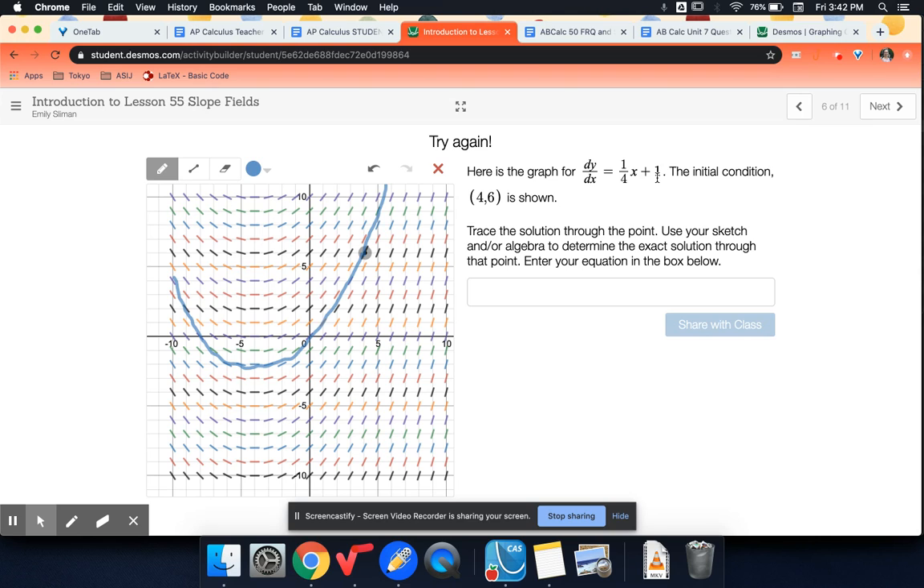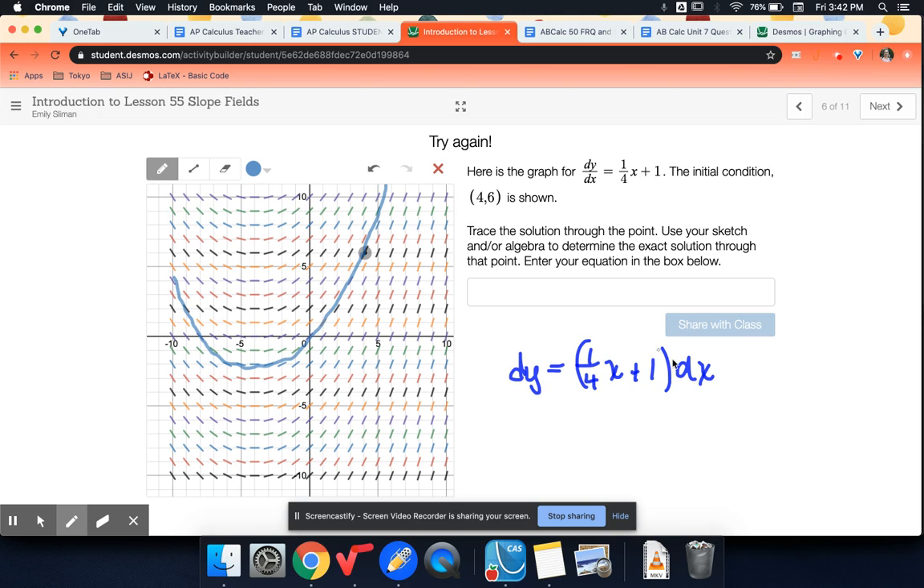So if I wanted to take the integral of this, let's see if this works. I've never tried doing this before. So I'm going to try and make it blue. And let's see what happens when I try to write on the screen. So if I was going to integrate this, I would say dy is 1/4 x plus 1 dx.